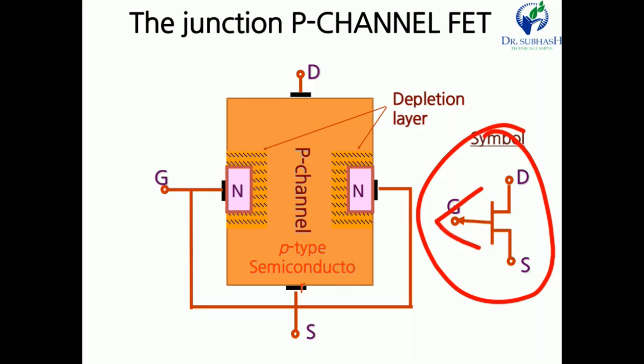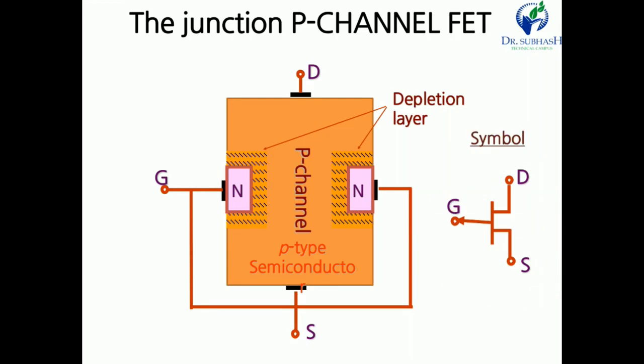The arrow is outside the gate terminal, drain is the upper terminal, and source is the lower terminal. You have to remember this symbol of the P channel JFET. So this is the basic construction of P channel and N channel.